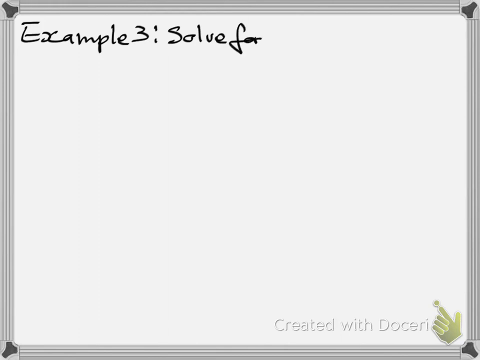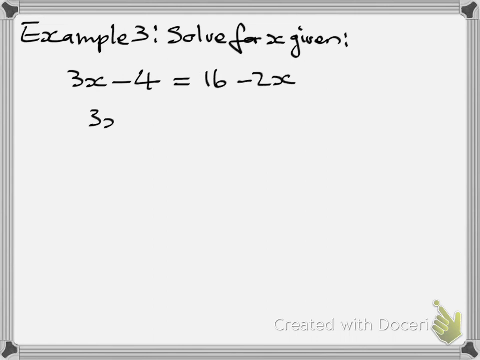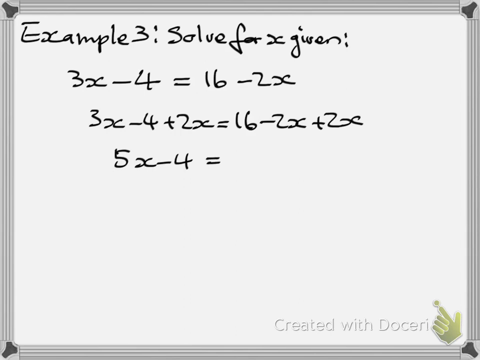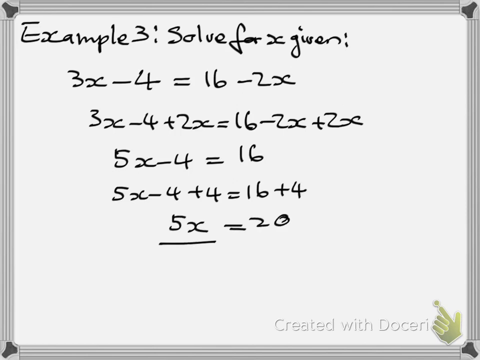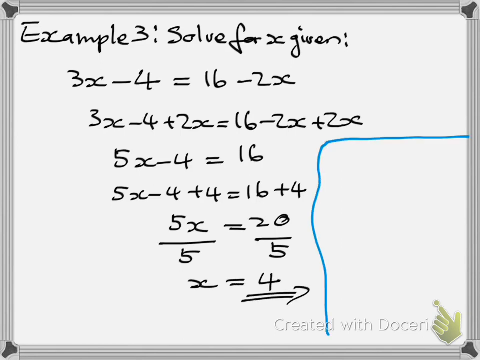Again, you are given, solve for x. Given 3x minus 4 is equal to 16 minus 2x. We add 2x to both sides right there, and then we simplify. It's going to be 5x minus 4 is equal to 16. Then we add 4 to both sides. It's going to be 5x is equal to 20. Divide by 5 both sides. Your x is equal to 4.